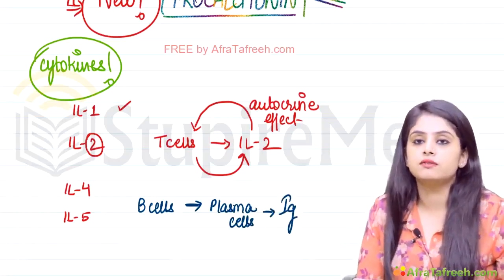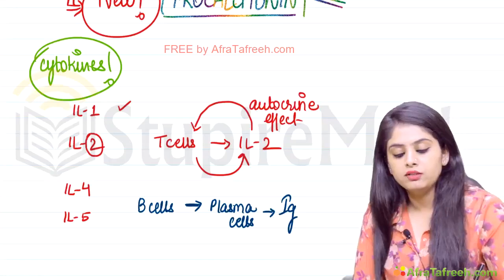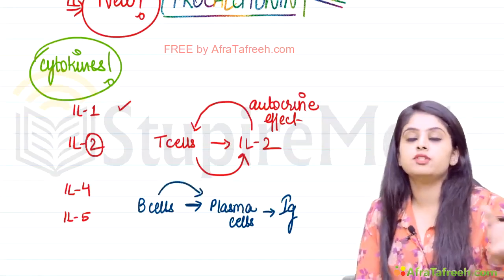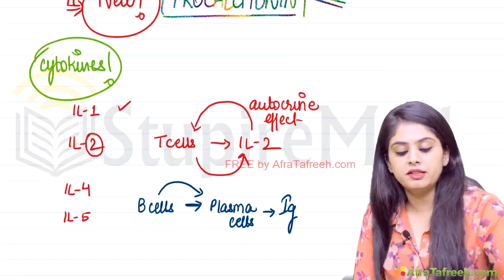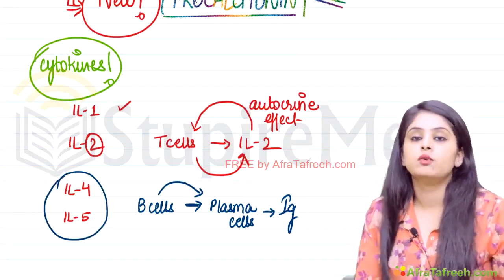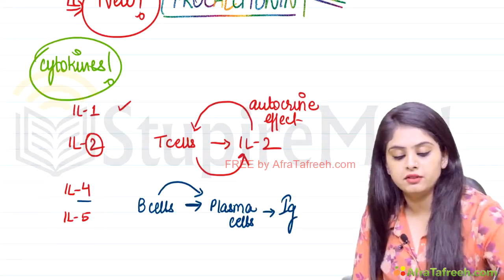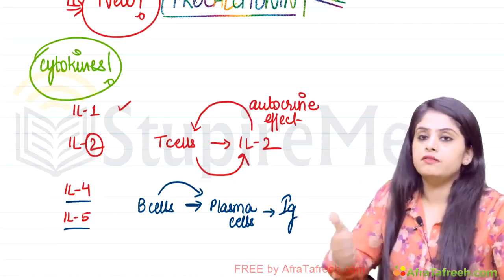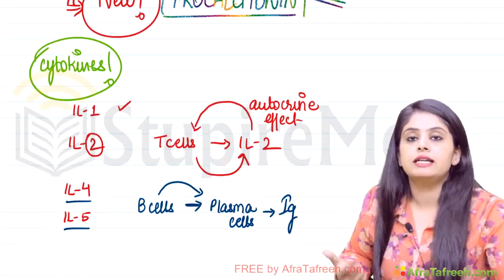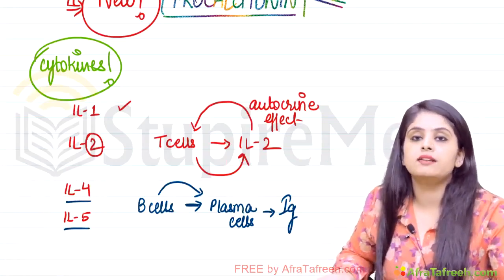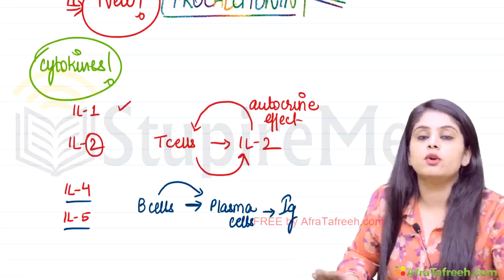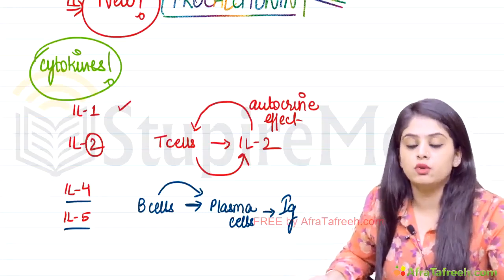Now this is well versed with everyone. But what is going to cause this B cell maturing into or converting into a plasma cell? It is going to be interleukin 4 and 5. So interleukin 1, you know already. Interleukin 2 has an autocrine effect on T cells. 4 and 5 are when the B cells are going to produce plasma cells and immunoglobulins.